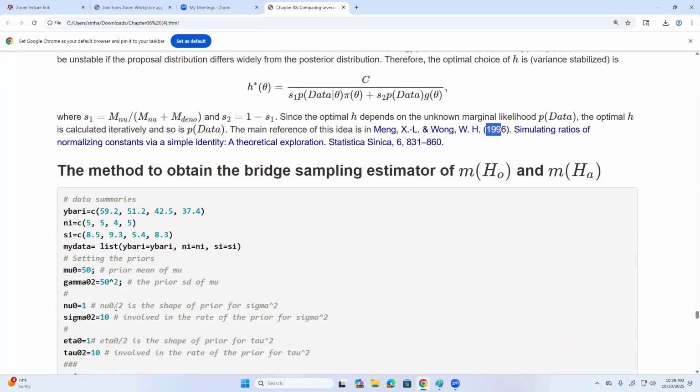Now we talk about estimation. Remember, our problem is that we have data from 4 groups, and we wanted to check if the underlying group means are the same or different. So we have 2 competing models: one where we assume the underlying means are the same, and the competing model where we do not put any restriction on the underlying means.